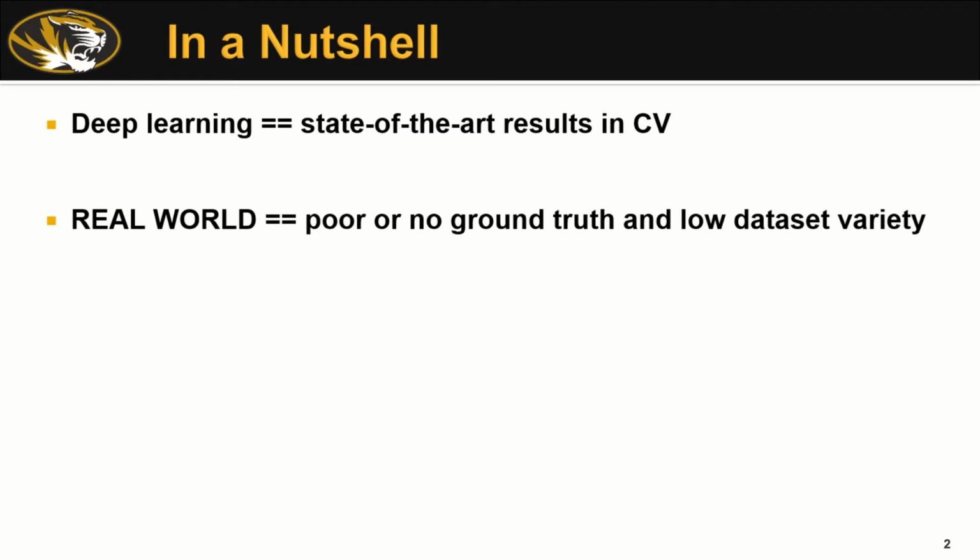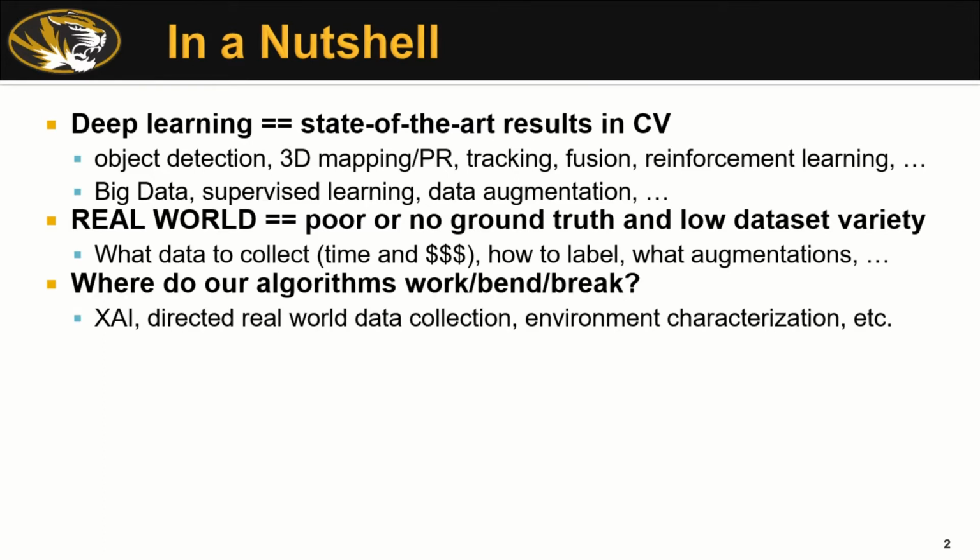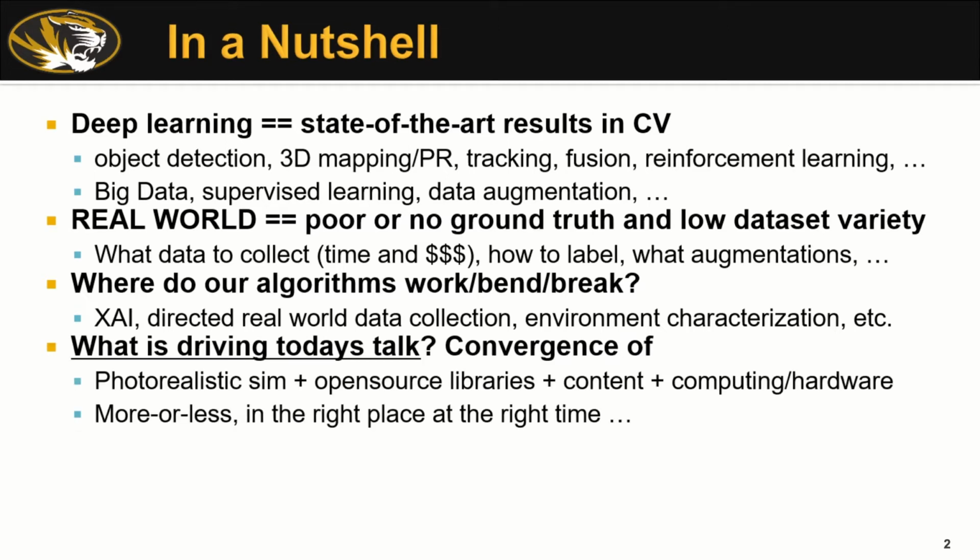So in a nutshell, deep learning is the state of the art right now in computer vision. And in the real world, there's really poor or really no ground truth for a lot of the things that we would probably want. And really there's a low variety in the ground truth that we have, right? And it takes a lot of time and money to get that. So through simulation, hopefully we can get that a lot easier. Also through simulation, maybe we can test where our algorithms break.